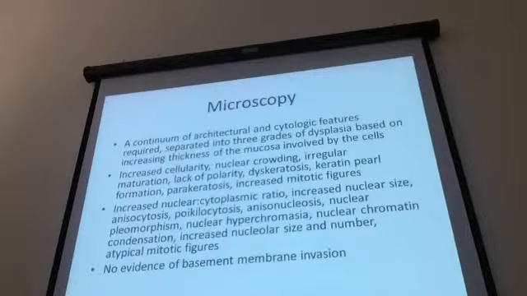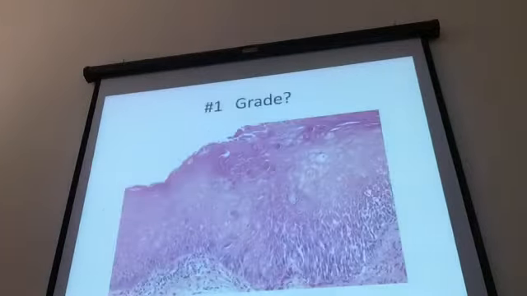Microscopically, we can see, again, this very long continuum of low-grade to high-grade dysplastic changes. And that can be associated with thickness of the mucosa, cellularity, with nuclear changes, crowding, lack of polarity, and so forth. And the other things that we think of for dysplasia: increased nucleus to cytoplasm ratio, increased nuclear size, and so forth. And of course, we don't see basement membrane invasion.